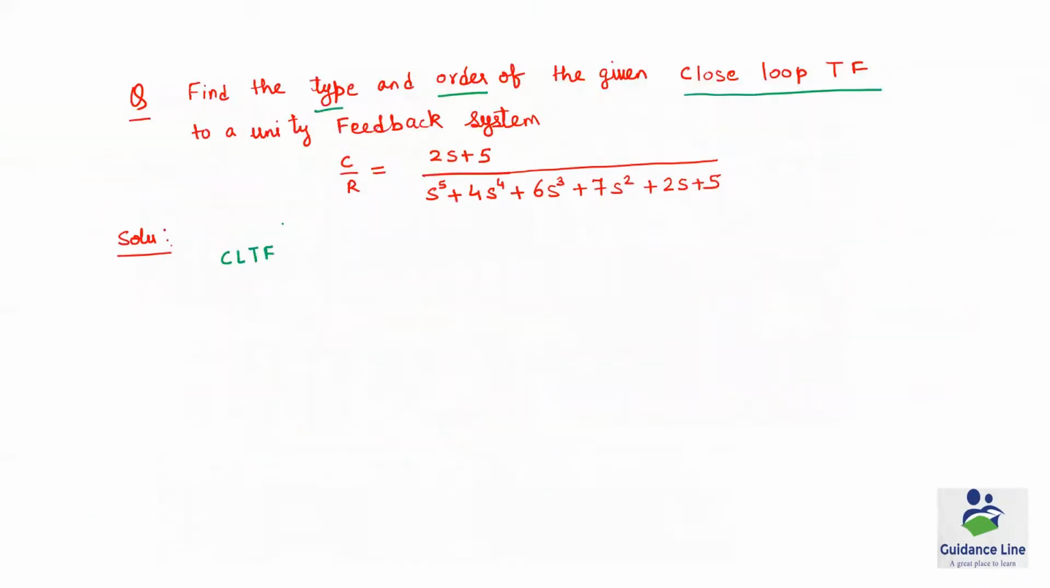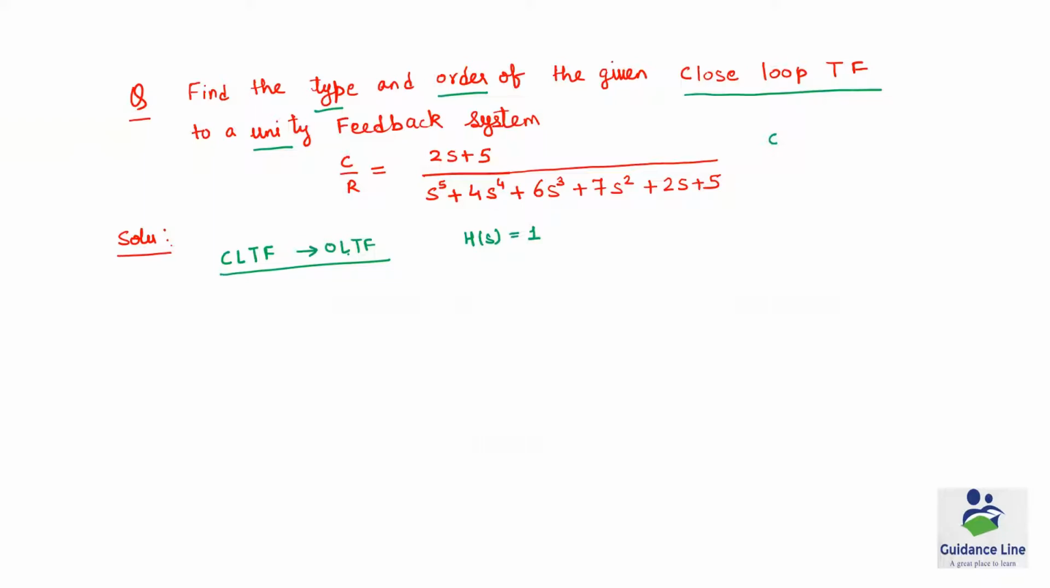So what we have to do, first we have to convert this particular closed loop transfer function into an open loop transfer function. Okay, first we have to convert CLTF to OLTF. And it is specifically mentioned here that it is a unity feedback, which means the value of H(s) equals 1. So simply we have to find OLTF.